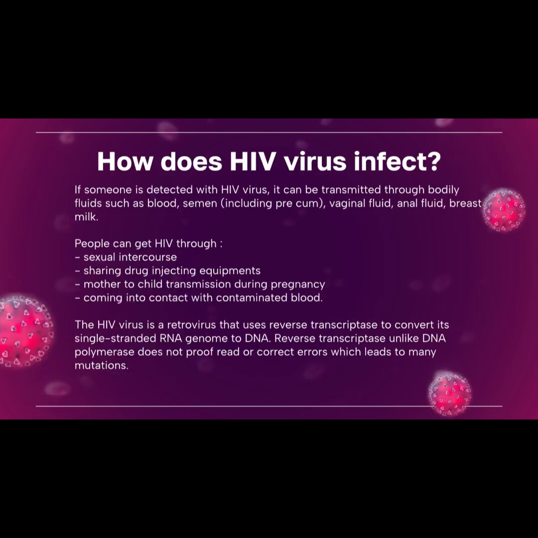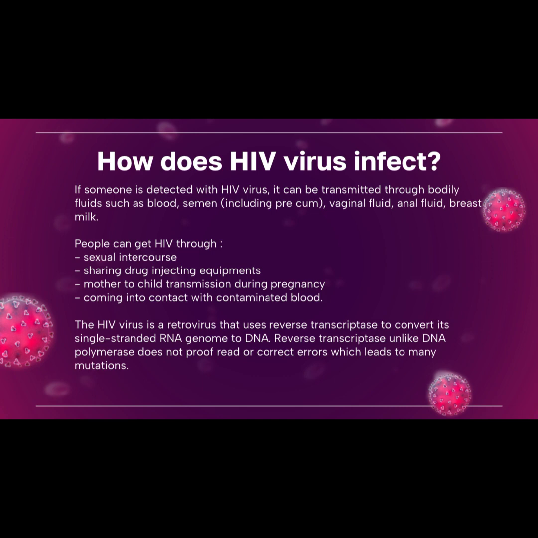Now we'll talk about how the HIV virus infects. If someone is detected with HIV virus, it can be transmitted through bodily fluids such as blood, semen, vaginal fluid, anal fluid, and breast milk. People can get HIV through many ways such as sexual intercourse, sharing drug injecting equipment, mother-to-child transmission during pregnancy, and coming into contact with contaminated blood.